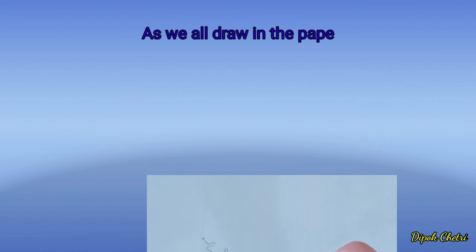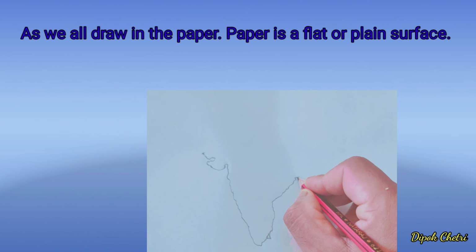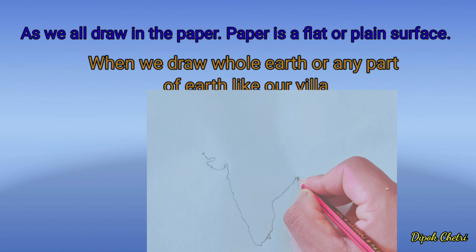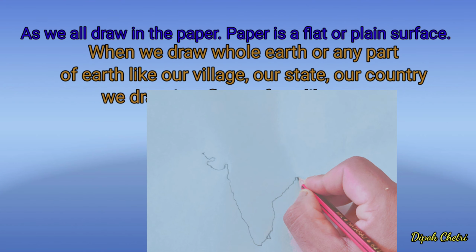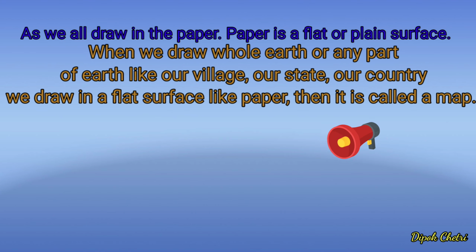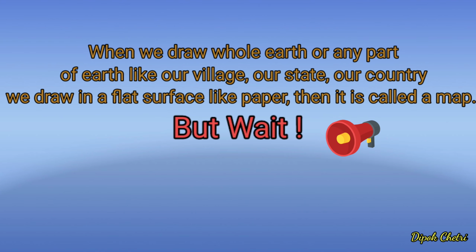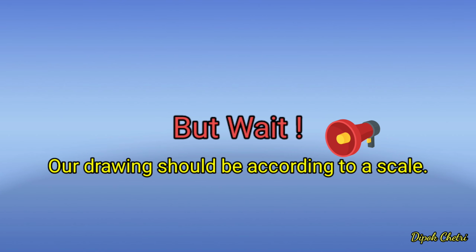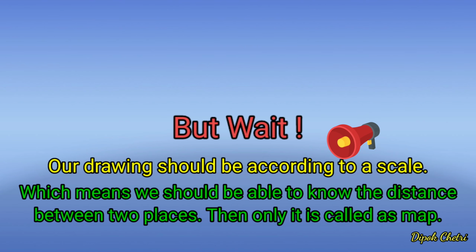As we all draw on paper. Paper is a flat or plane surface. When we draw the whole Earth or any part of Earth like our village, our state, our country, on a flat surface like paper, then it is called a map. But wait. Our drawing should be according to a scale, which means we should be able to know the distance between two places. Then only it is called a map.